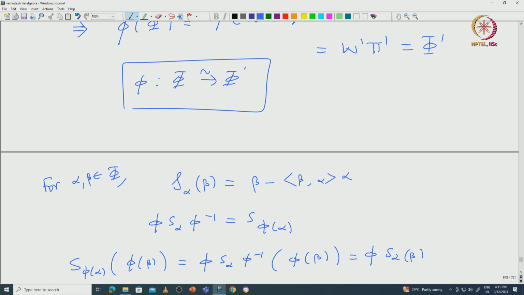In the next class maybe I will tell you how one can practically recover the root system by knowing all these Cartan integers. I will stop here because we are running out of time. Thanks.